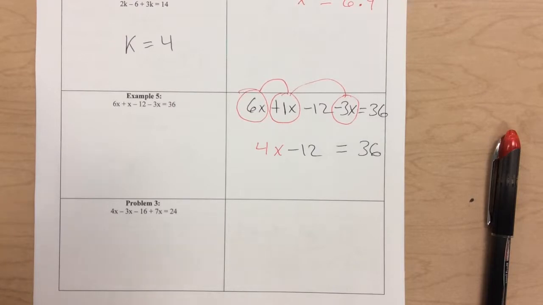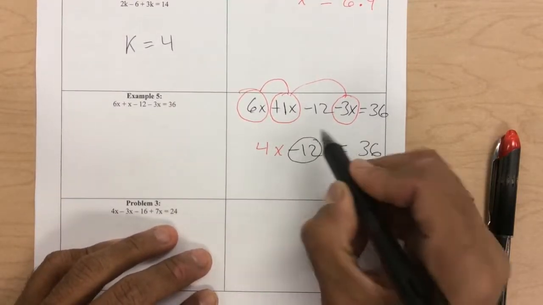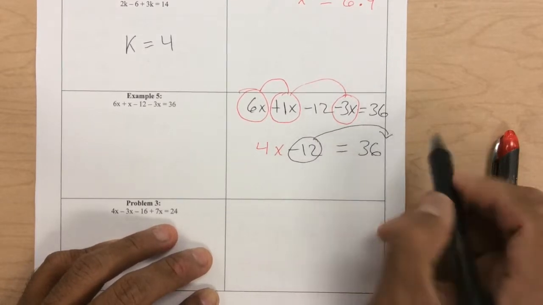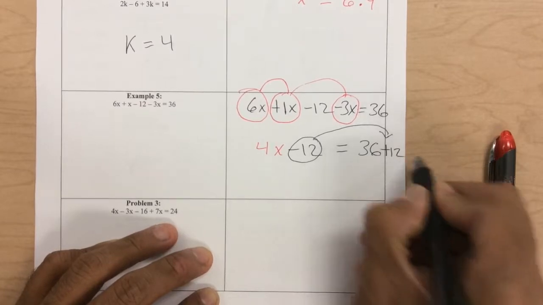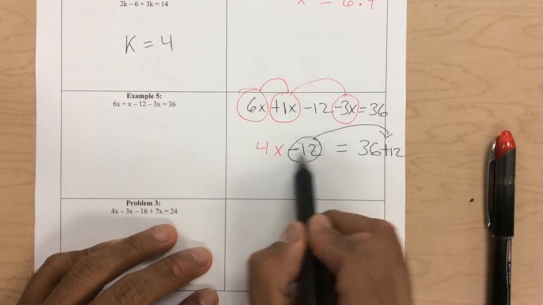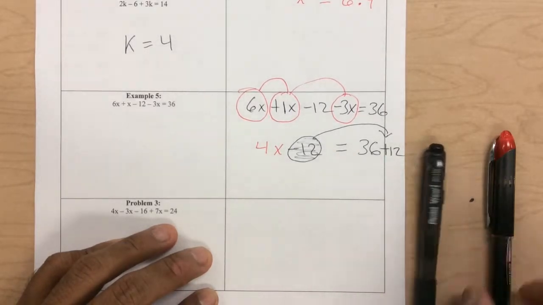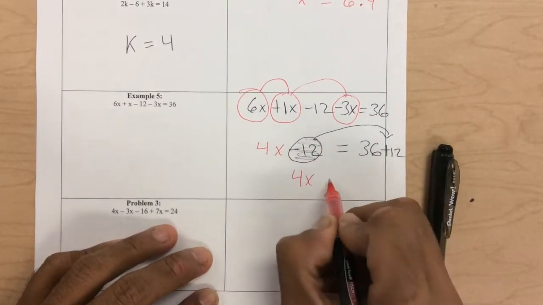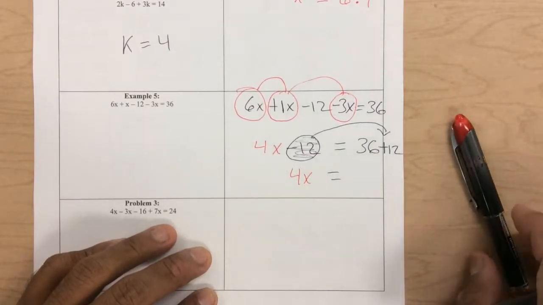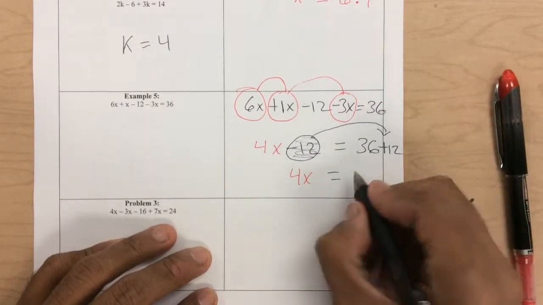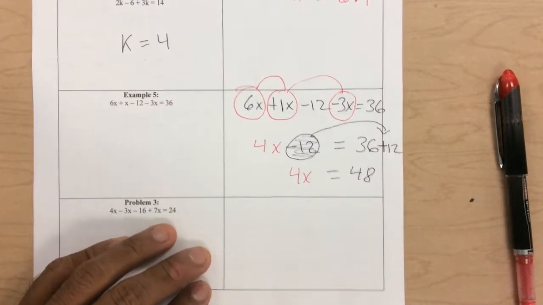Now let's move on to step 3. Move the constant. In this case, it's the minus 12. So I'm going to pick it up and throw it to the other side. And when I do that, that minus 12 becomes a plus 12. So this is gone because I picked it up and threw it to the other side. So now I'm left with 4x equals 48. Because 36 plus 12 is 48.